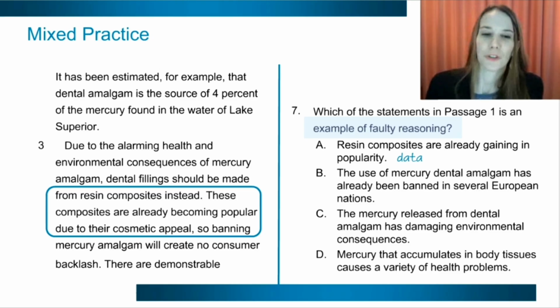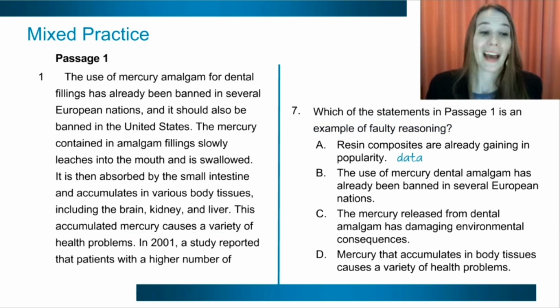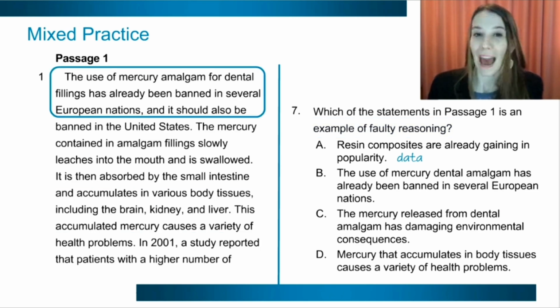Now let's look at answer choice B. The use of dental amalgam has already been banned in several European nations. Well, if we go back, the author does state this. This is a fact, and a fact can definitely be fact-checked. So there's no line of faulty reasoning here because this is just the presentation of a fact.